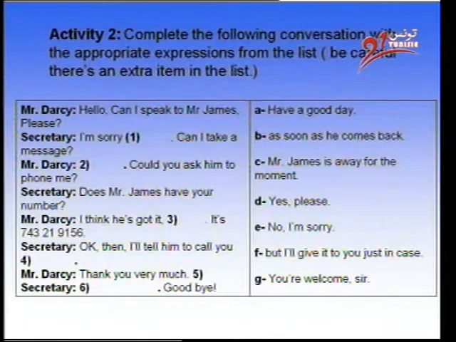Now let's read. Mr. Darcy: Hello, can I speak to Mr. James, please? Secretary: I'm sorry, blank. Can I take a message? Mr. Darcy: Blank. Could you ask him to phone me? Secretary: Does Mr. James have your number? Mrs. Darcy: I think he's got it. Blank. It's 743219156. Secretary: Okay then, I'll tell him to call you. Mr. Darcy: Thank you very much. Blank. Secretary: Goodbye. Now let's look at the answers.